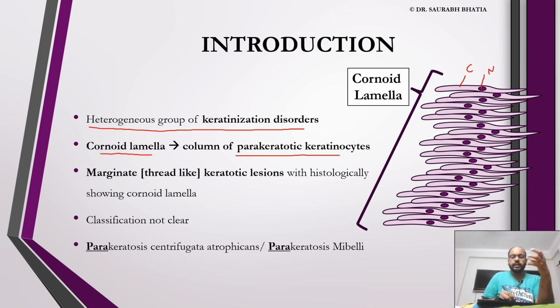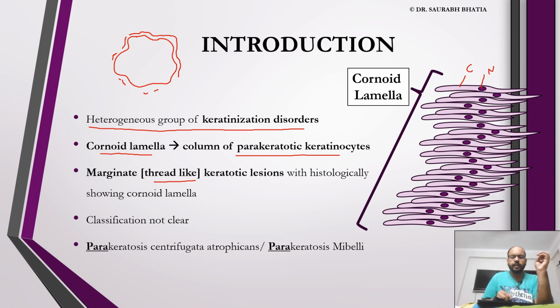So this cornoid lamella clinically appears like a thread-like margin around the lesion. So it will look like this. Okay, and sometimes or most of the times you will see a double layered margin, or two margins going together. And this is keratotic. It's hard, you can easily palpate the edge. And that is clinically the presentation of a cornoid lamella. Cornoid lamella is more of a histological term. Clinically, it is known as thread-like margin.